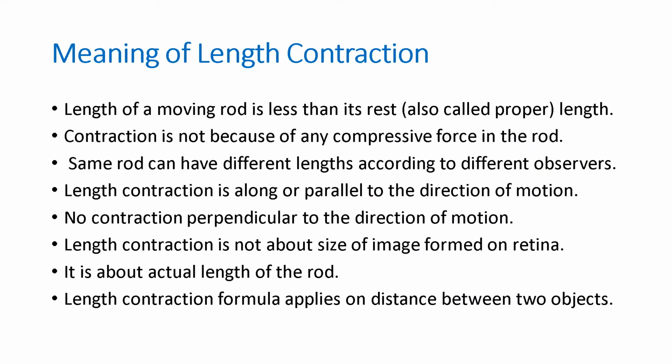Explain the meaning of length contraction. Length contraction says that the length of a moving rod is less than its rest length. Here rest length is also called proper length. However, the word proper may be misleading because some students may think that only the observer for whom the rod is at rest will make correct measurements and the other observers are wrong. But in reality, all observers are correct.